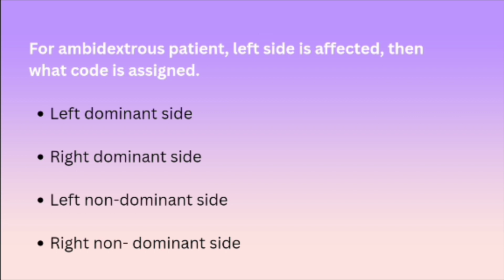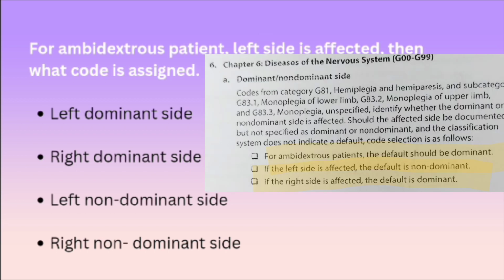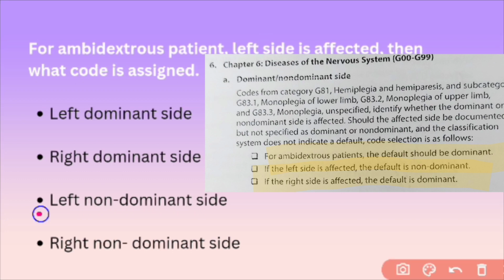So in an ambidextrous patient, the default is the dominant side. So if the right side is affected, then the default is the right dominant side. If the left side is affected, then the default is the left non-dominant side. So here in the question, the left side is affected. So the answer is left non-dominant side.